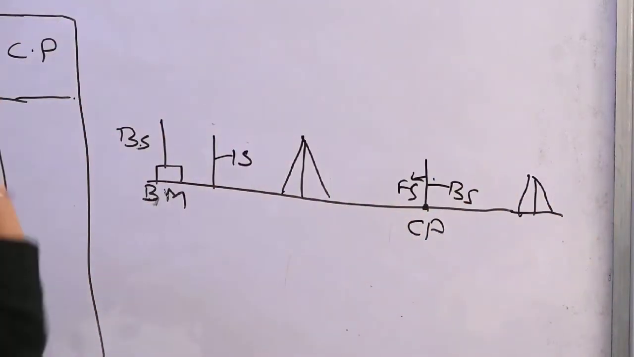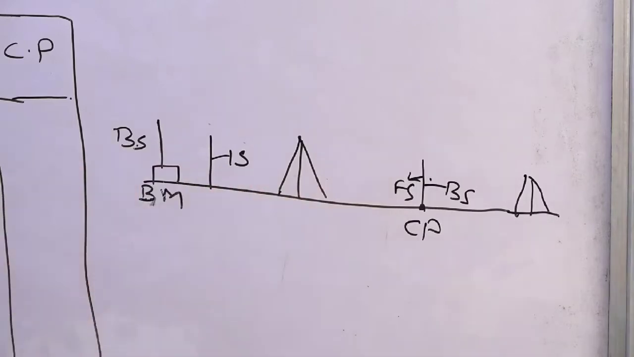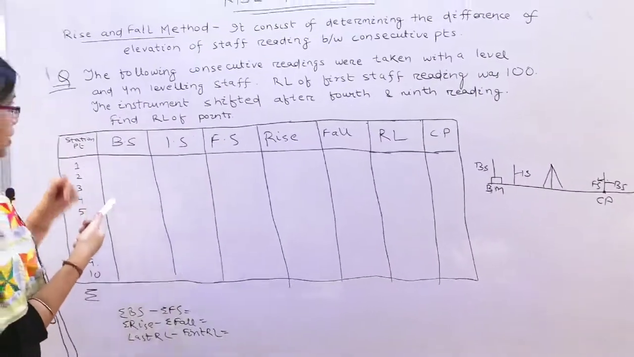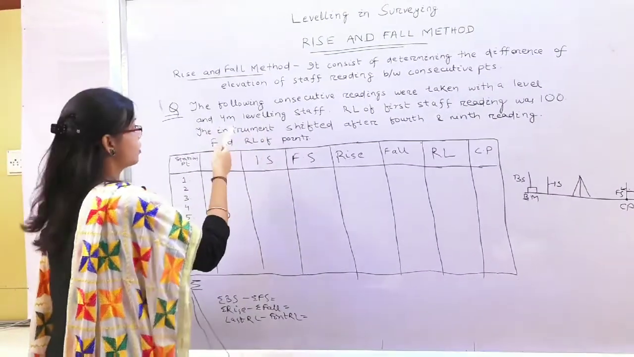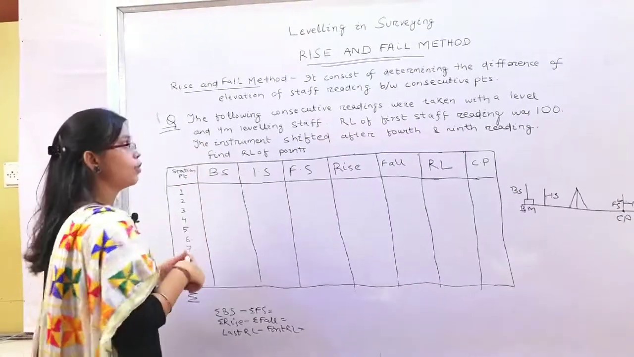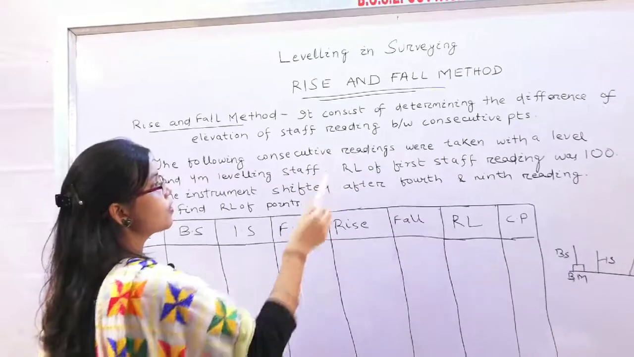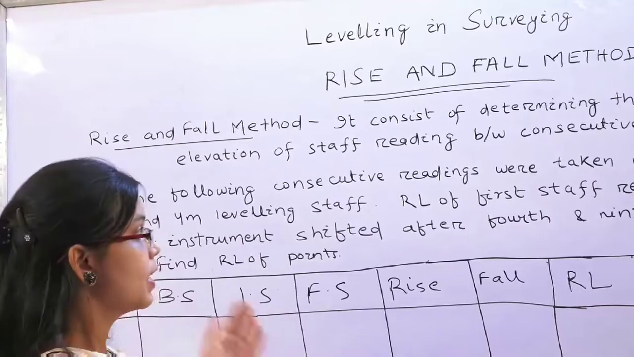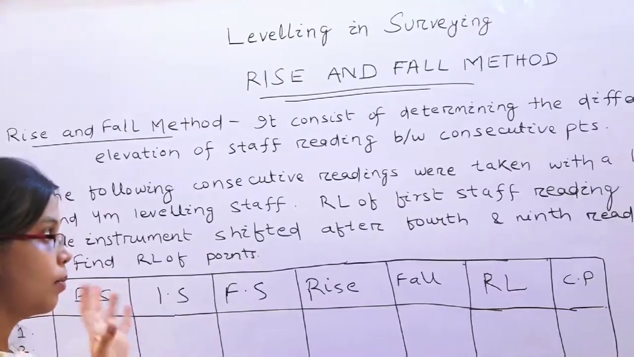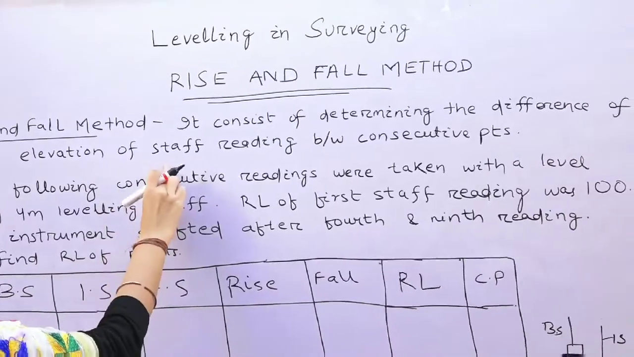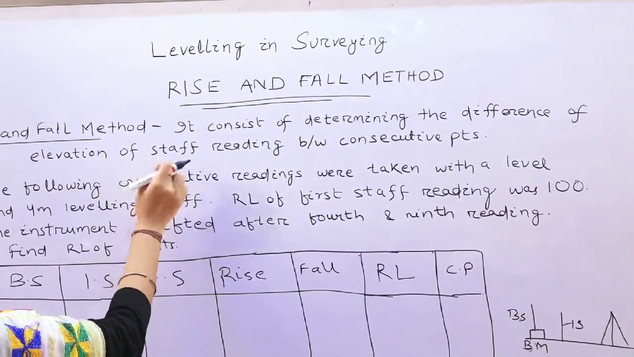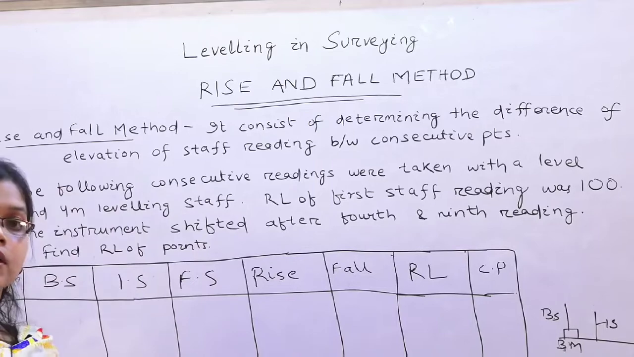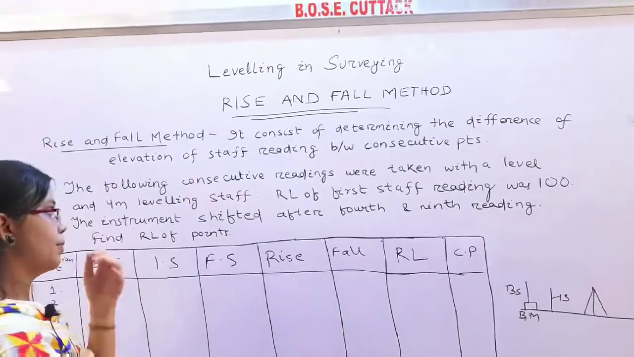Now I am going to solve the problem using this method. Before going to the question, what is the rise and fall method? It consists of determining the difference of elevation of different consecutive points. Actually, it is the difference of the leveling staff readings between different points that is called the rise and fall method.